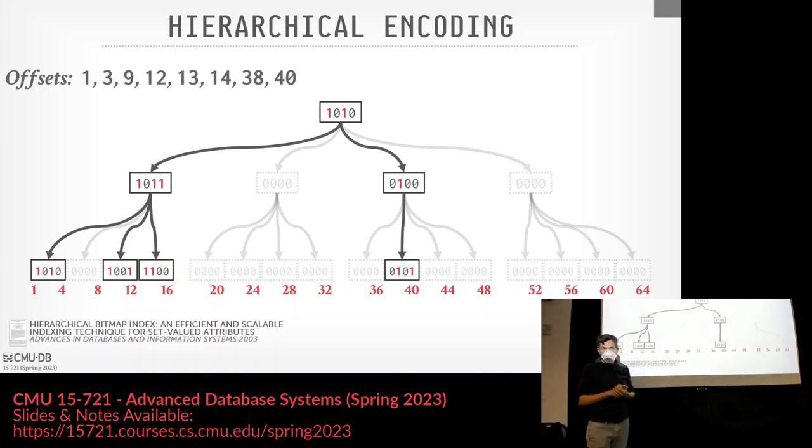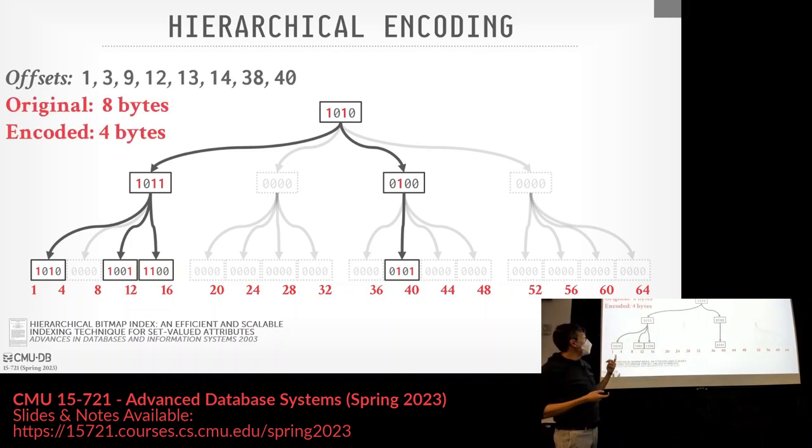Probably a cache line. So again, this seems cool, seems clever. The savings is real. We go from 8 bytes to 4 bytes, but again, in a modern CPU architecture, this is going to be bad. We're better off just scanning the data, ripping through it.